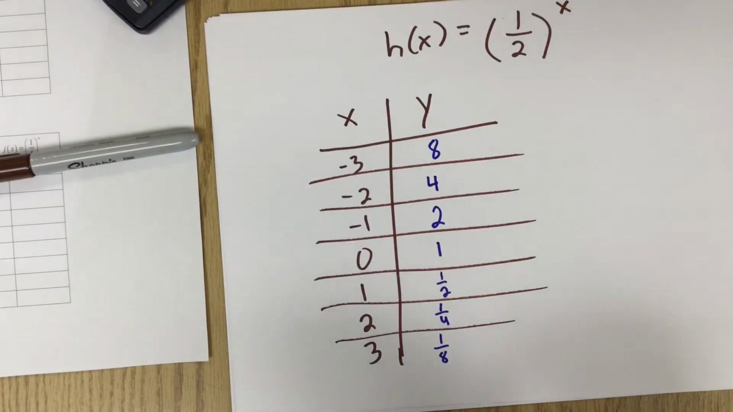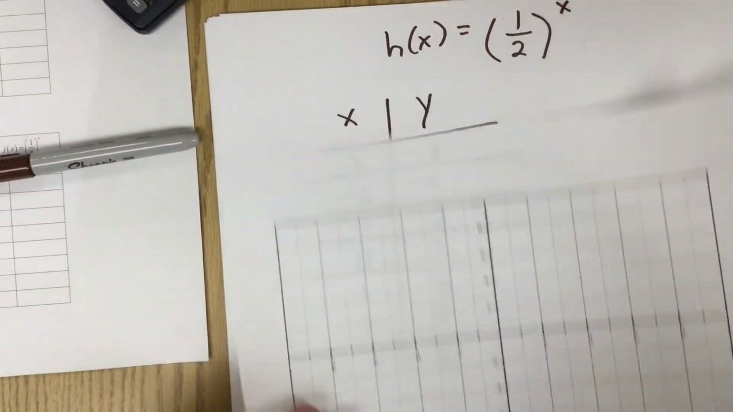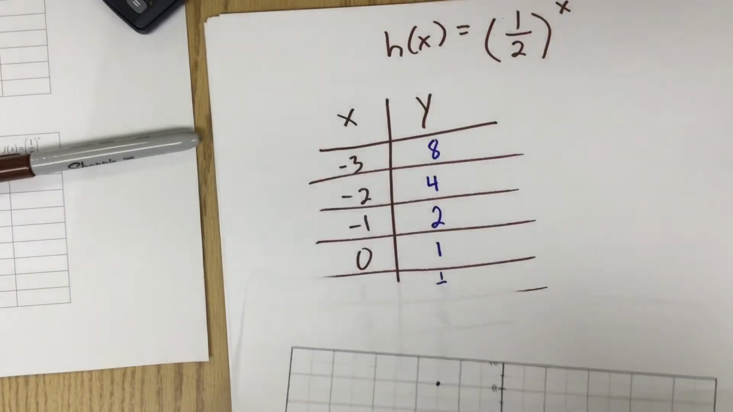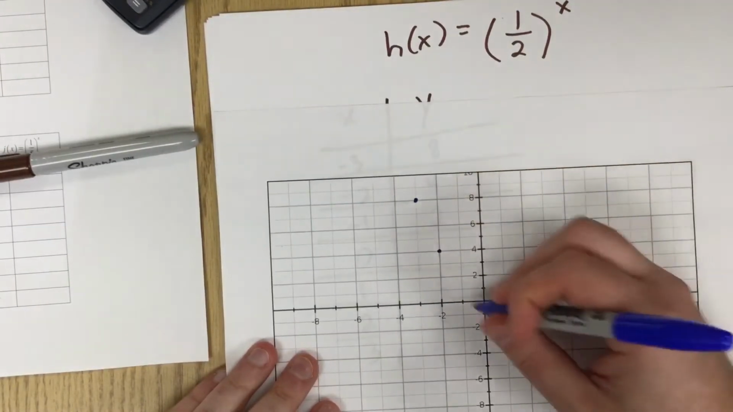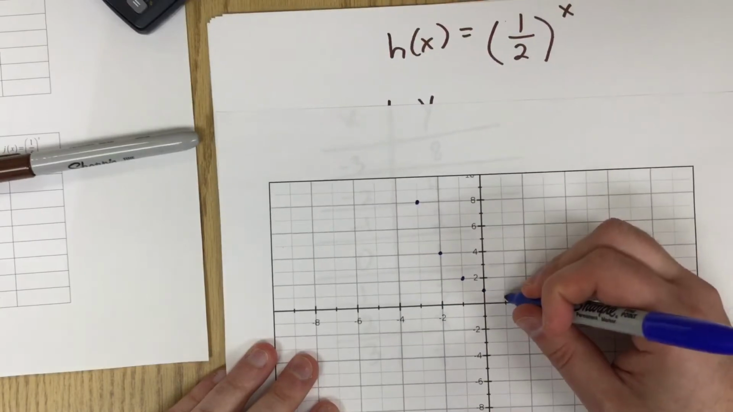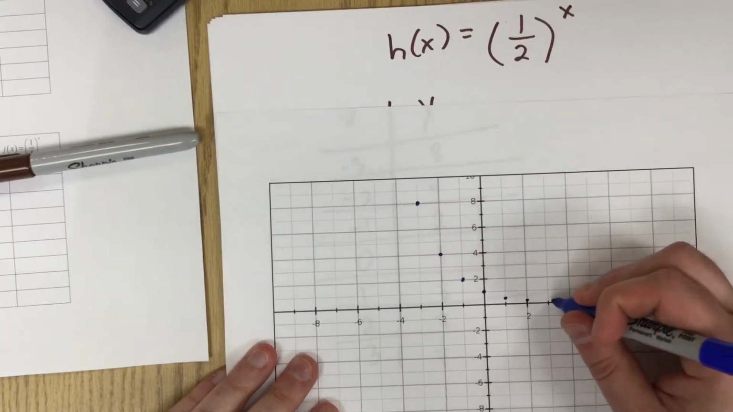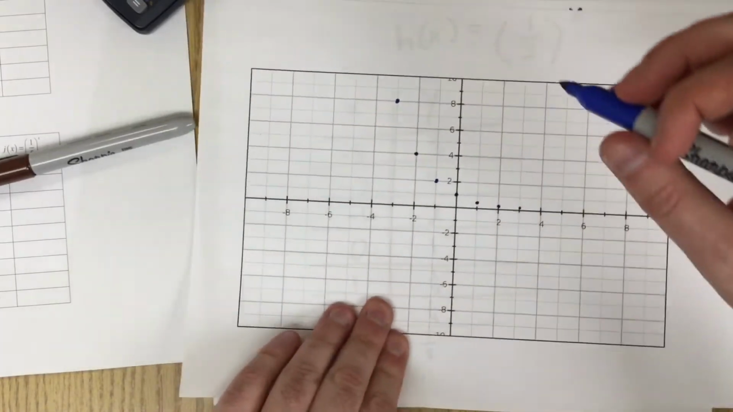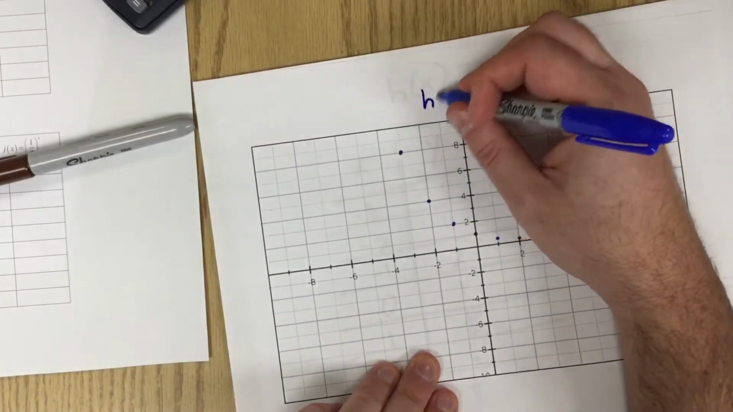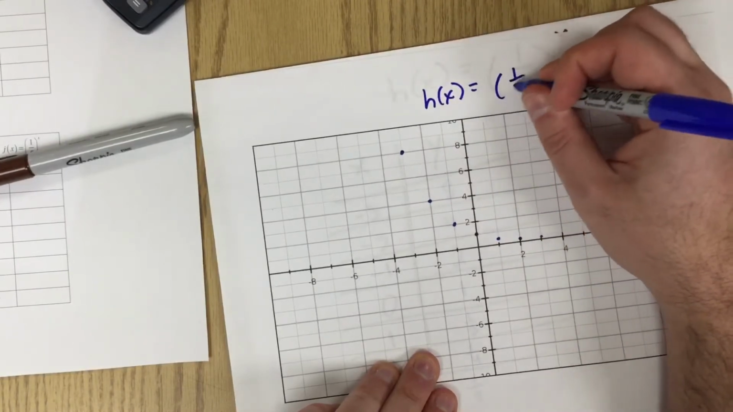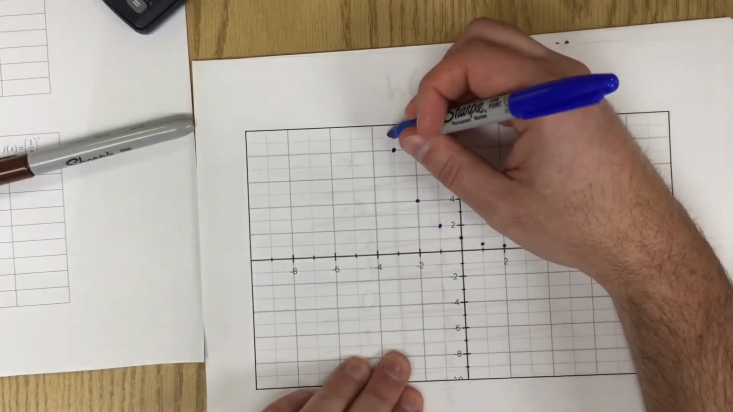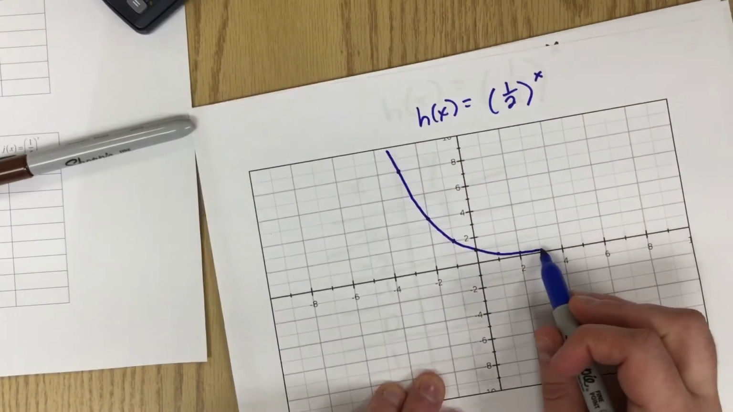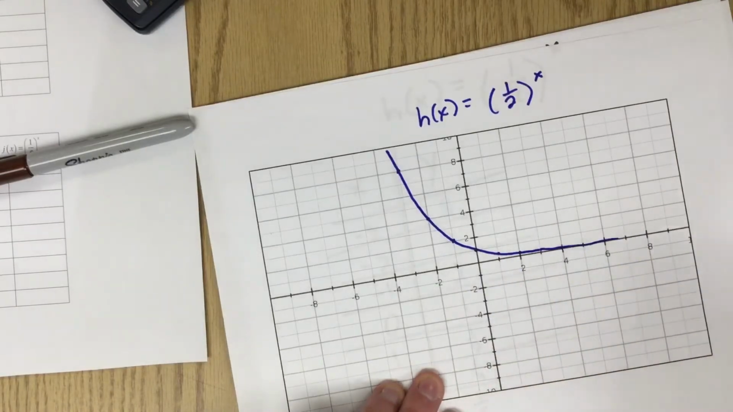So if we take a look at what this thing looks like, at -3 we are at 8, at -2 we're at 4, at -1 we're at 2, then 0, then a half, then a quarter, and so on and so forth. And so this one is kind of like the other graph. This is now h of x, which is a half to the x. It's going to be kind of the same thing, but it goes down this way.